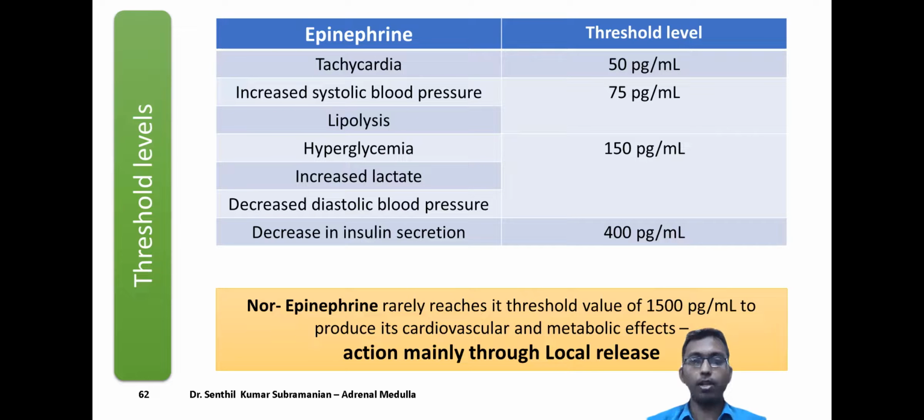Norepinephrine rarely reaches its threshold value of 1500 picogram per ml to produce its cardiovascular and metabolic effects. Hence, the physiological actions of norepinephrine are mainly through local release, that is, as a neurotransmitter released from the postganglionic sympathetic neuron.